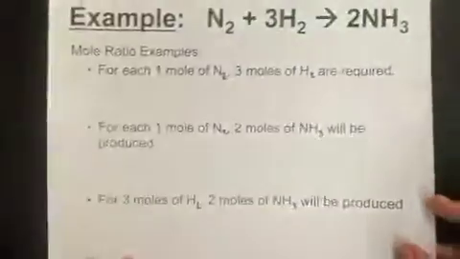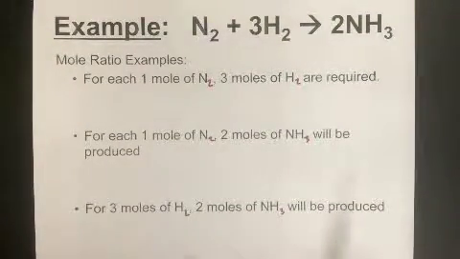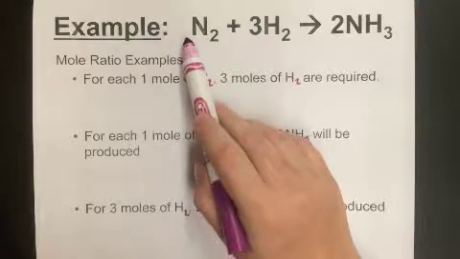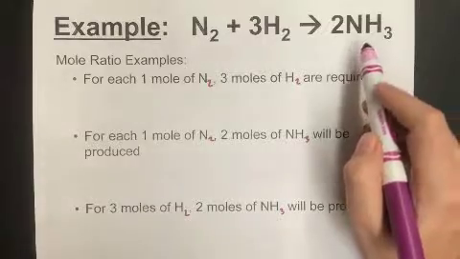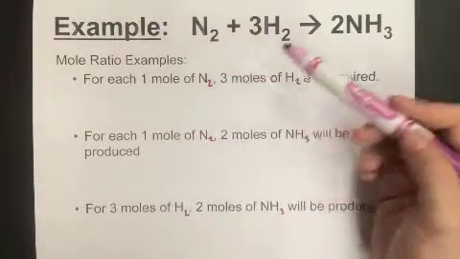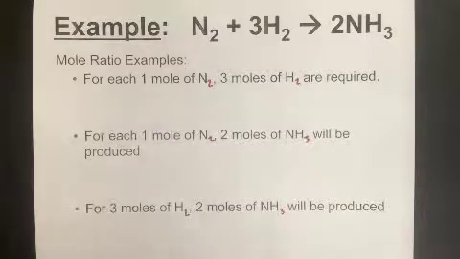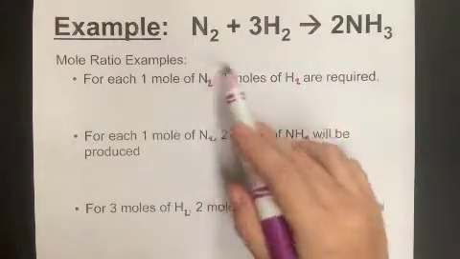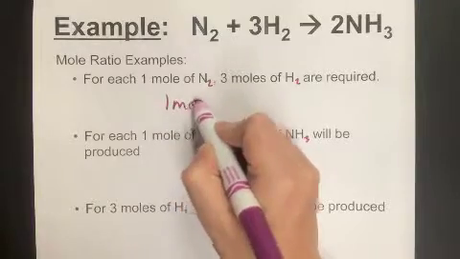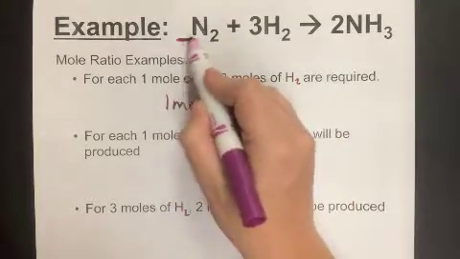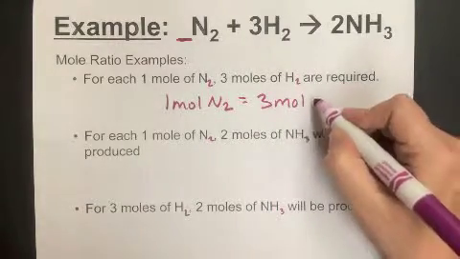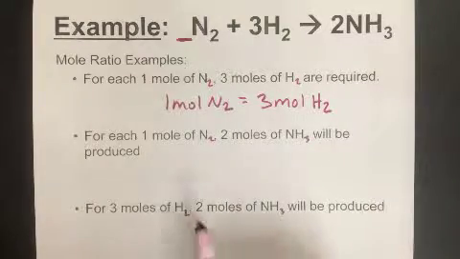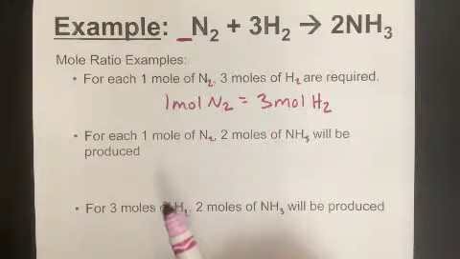For example, if we look at N2 plus 3H2 produces 2NH3, this is telling you that for every 1 N2, there must be 3 H2s to produce 2 NH3s. So if I give you a certain amount of something, you're able to go from one to the other. These mole ratios simply come from your coefficients. So we know that 1 mole of N2 is needed for every 3 moles of H2. You get a conversion factor that you're able to plug into your conversion table.